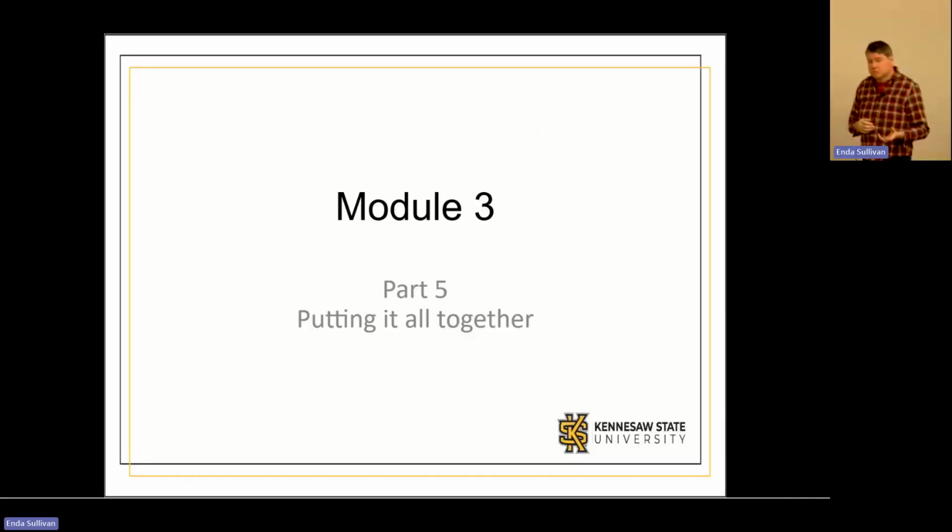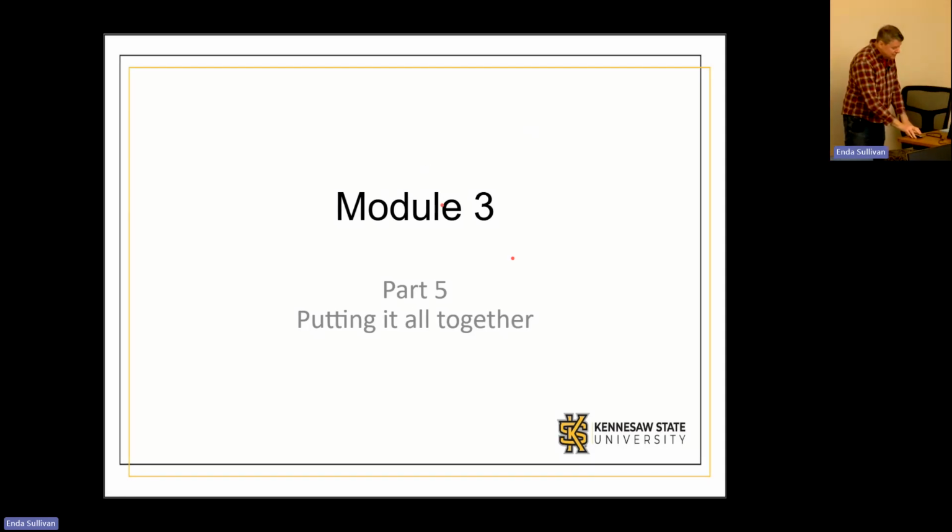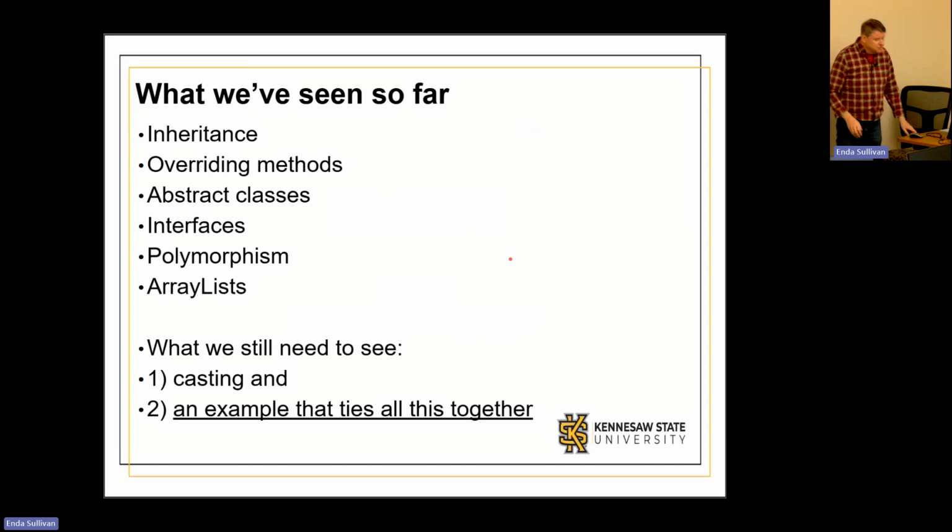This is module number 3, part 5, and this is going to be the wrap-up video for module number 3. In module number 3, we've actually covered a huge amount of information. We started off talking about inheritance. Inheritance was the idea that you may have a parent who gives you some capability. You inherit from that parent a whole bunch of functionality.